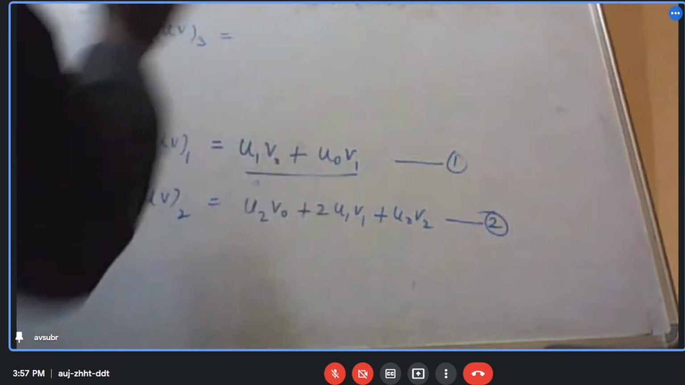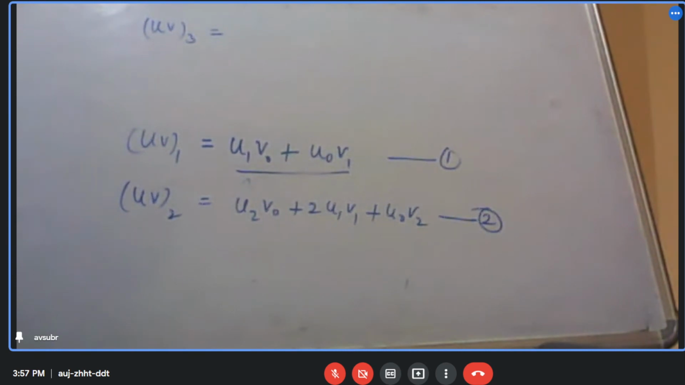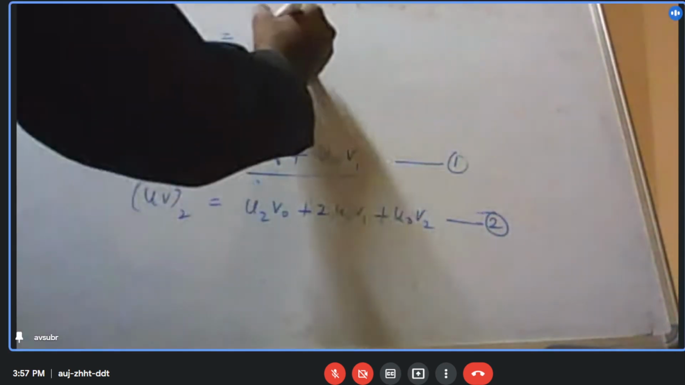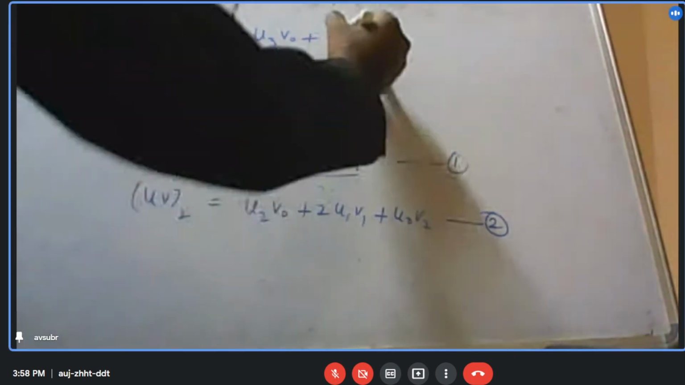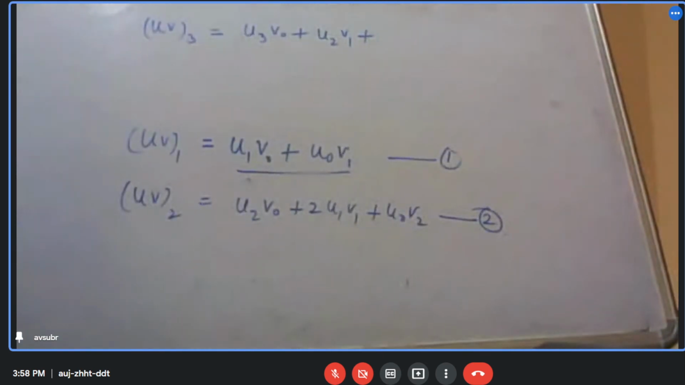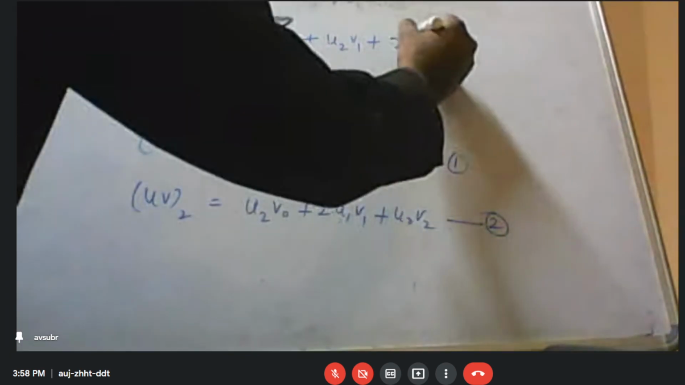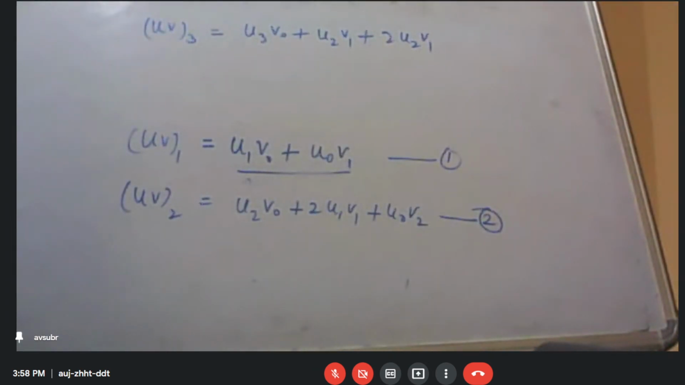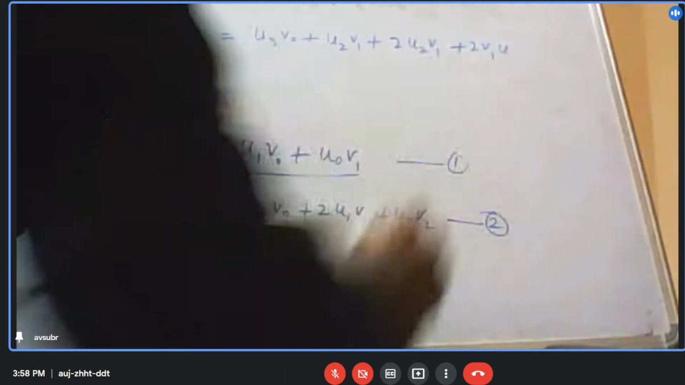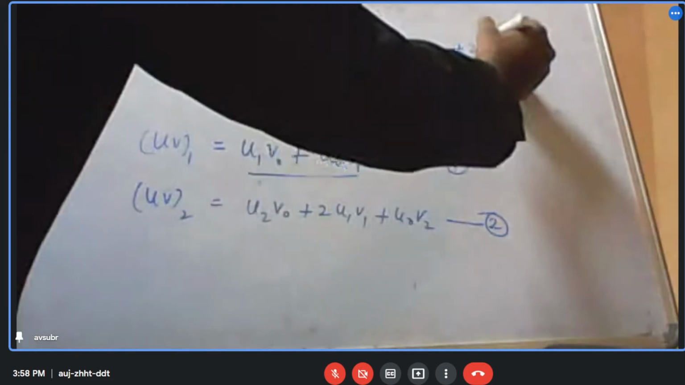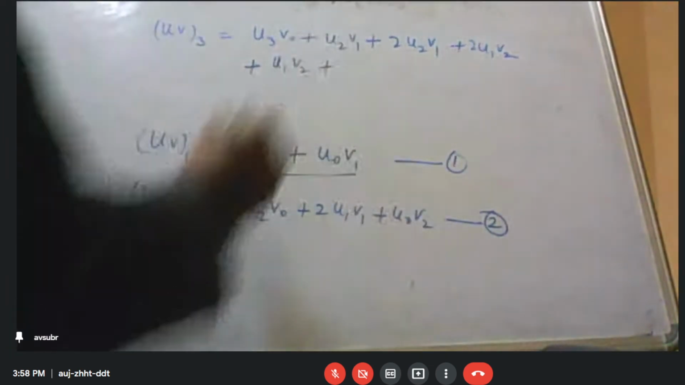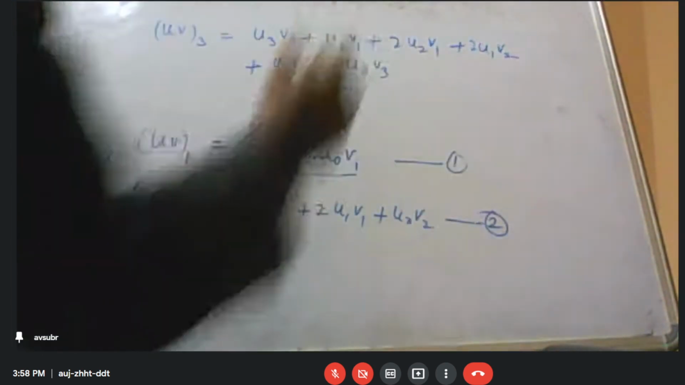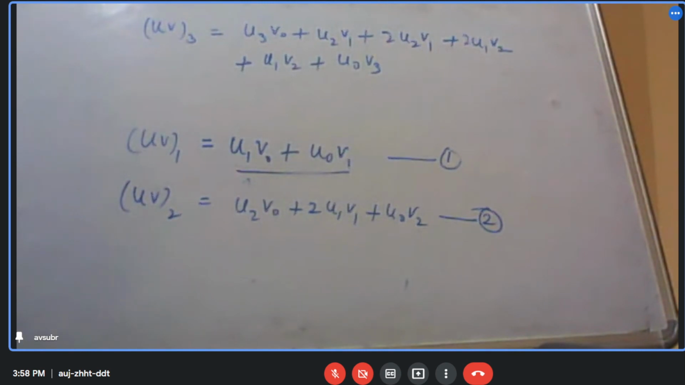Tell me what will be the third derivative of u into v. u3 v0, correct, plus u2 v1, then u2 v1, then u1 v2, then u1 v2, and u0 v3, plus u1 v2. Total 6 terms will be there.